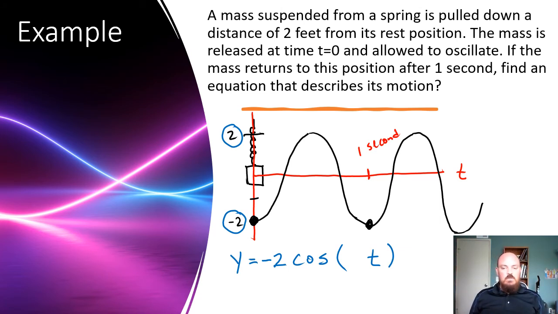The way I know that I need to multiply is that normally one full cycle of cosine takes 2 pi seconds. And it says in the question here it takes 1 second. So this 1 second right here, if that was 2 pi, I would be done. I would say, okay, my answer is -2 cosine of t. But I need to figure out what the number is that takes our regular cosine that goes from 0 to 2 pi and shortens it so it only goes from 0 to 1.